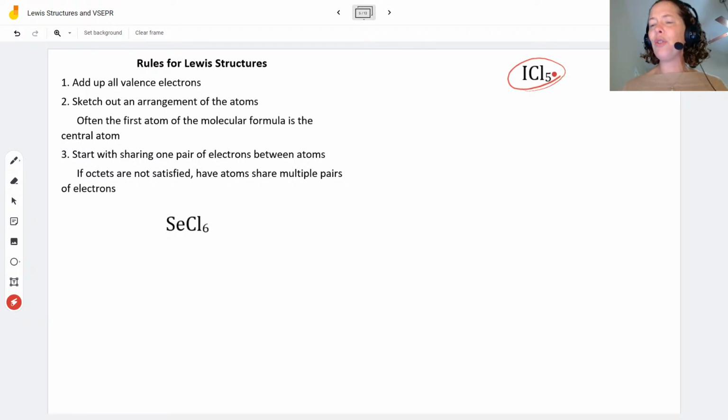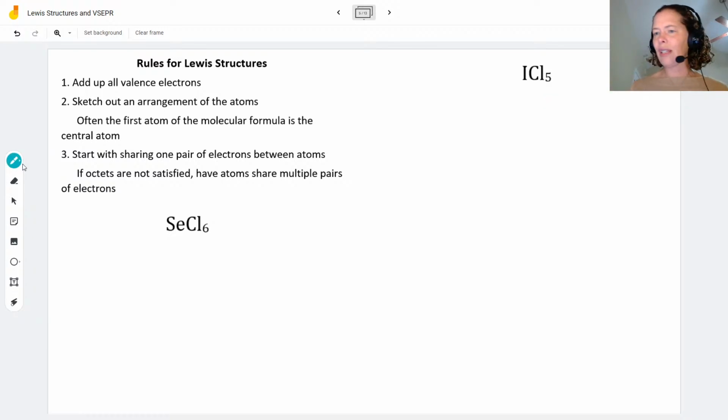All right, so let's do iodine pentachloride. Again, you can tell this one has got to have an expanded octet because I have to have that iodine bonded to 5 atoms. That's automatically going to be 10, but we just need to, again, count up our electrons and figure out how much that octet needs to be expanded.